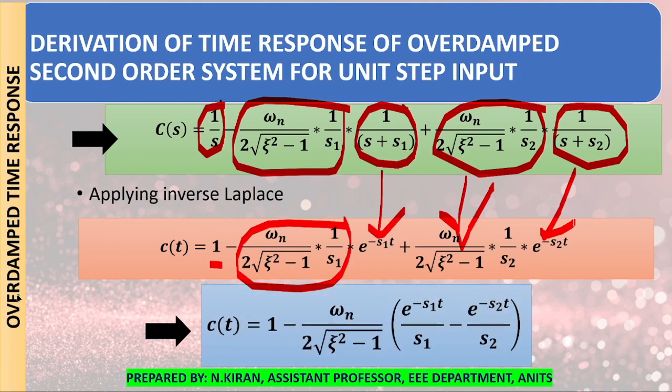So if I simplify further, in both the terms omega n divided by 2 into root over zeta square minus 1 is common, so I'll bring that out, and that will give me 1 minus omega n by 2 into root over zeta square minus 1 into (e power minus s1 t by s1 minus e power minus s2 t divided by s2). So this is the expression for the overdamped second order system for unit step input.